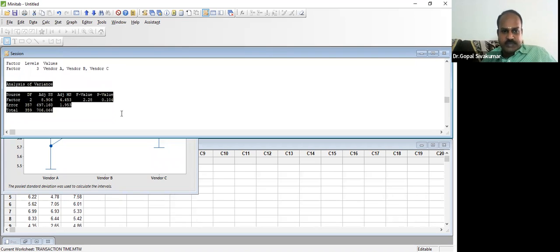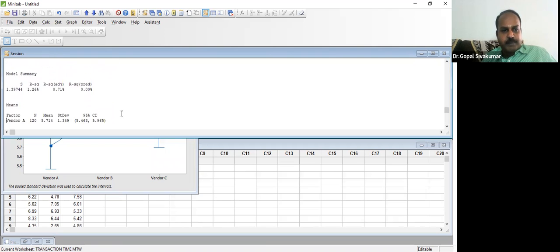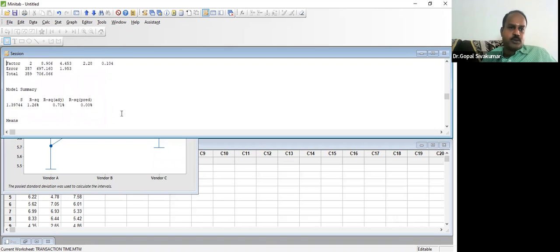ANOVA table, we have mastered each and every piece of the ANOVA table. And the model summary is there. The model summary, tomorrow you will understand, because tomorrow morning I am going to teach all of you. Generally, I teach it on day 5. But we spent more time on hypothesis testing. So this correlation and regression, I will teach tomorrow along with the DOE.